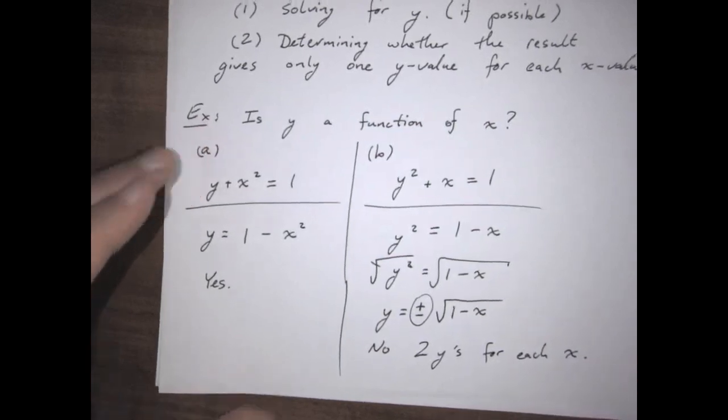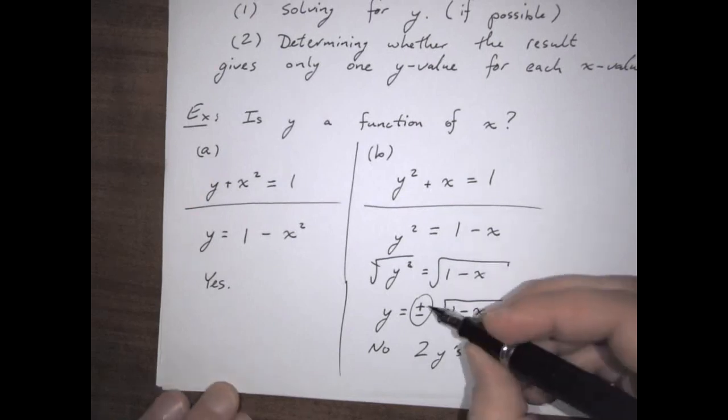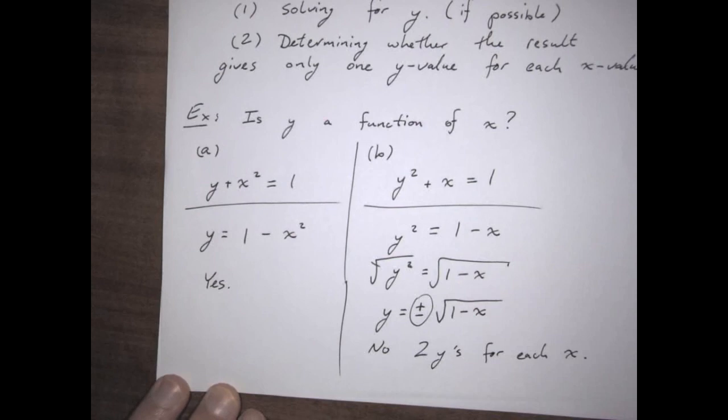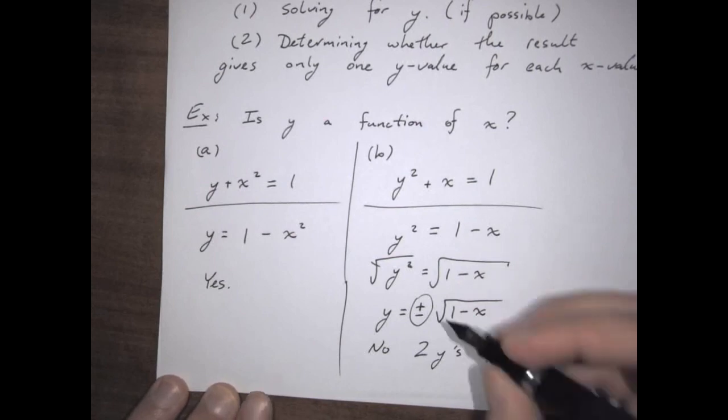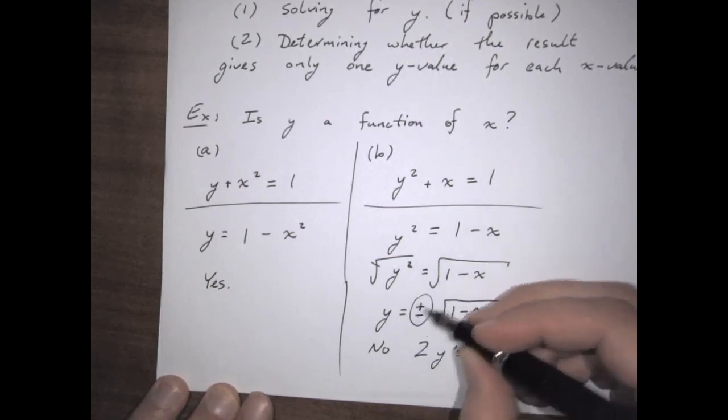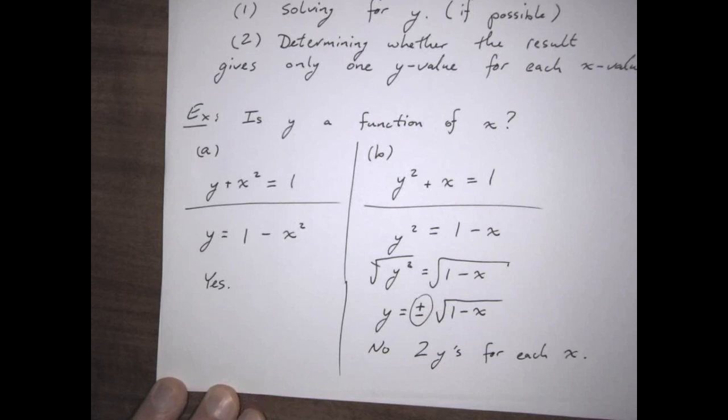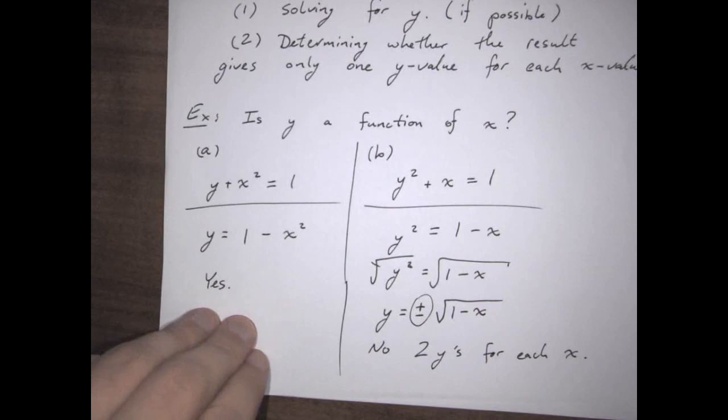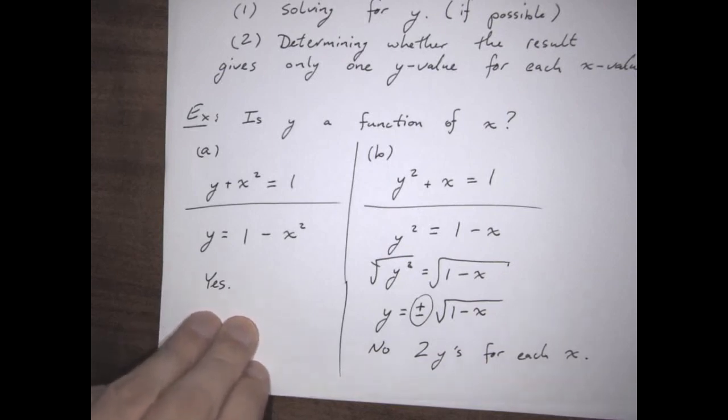So that's what it looks like when it all fails. And that's actually the main thing to look for. The make-or-break step here is recognizing the plus-minus. The plus-minus is the dead giveaway. That means it is not a function because it's not well defined. There are going to be two outputs for each input.